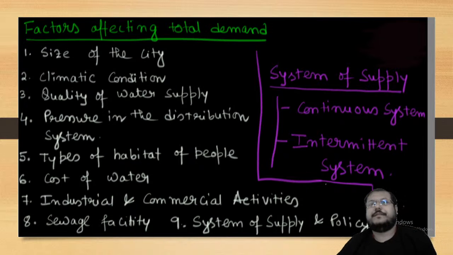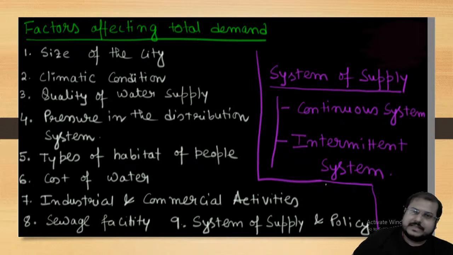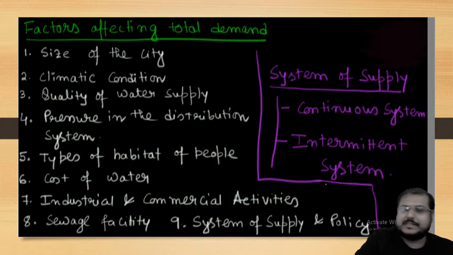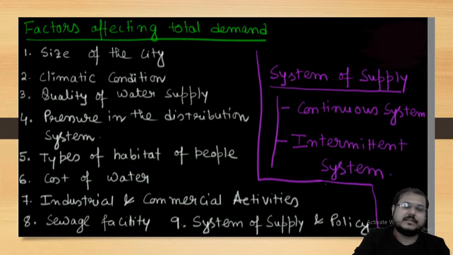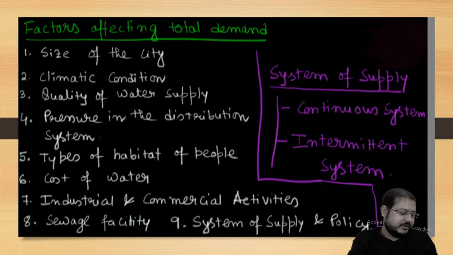Then we went to the factors affecting the total demand, where size of the city, climatic condition, quality of water, and pressure in the distribution system are all listed and explained. Then finally we went to the system of supply. What is a continuous system? What is an intermittent system? What is a time dependent system? What is a time independent system? In which case water losses or water usage will be more.